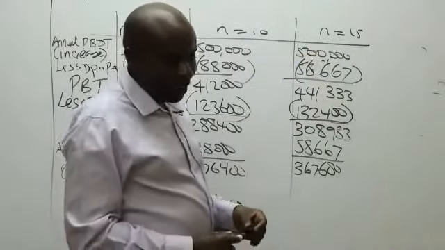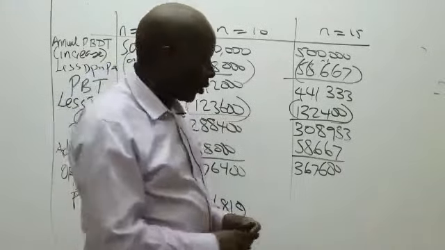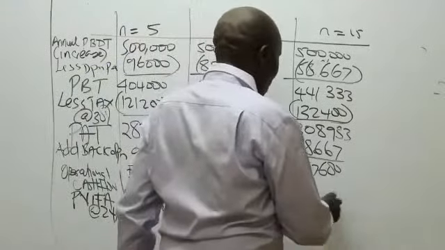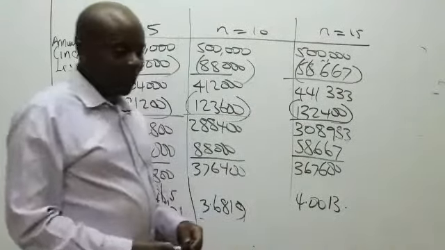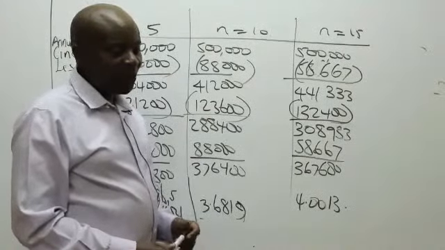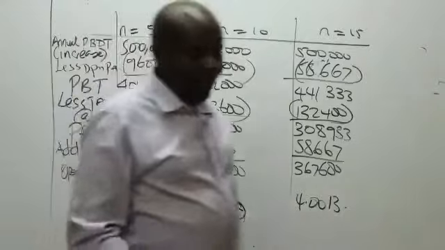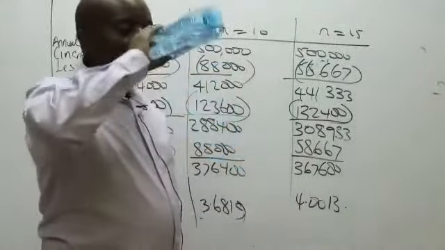How about when n is 15? Still 24%. 24% is cutting across. 4.0013. So are we together up to here?